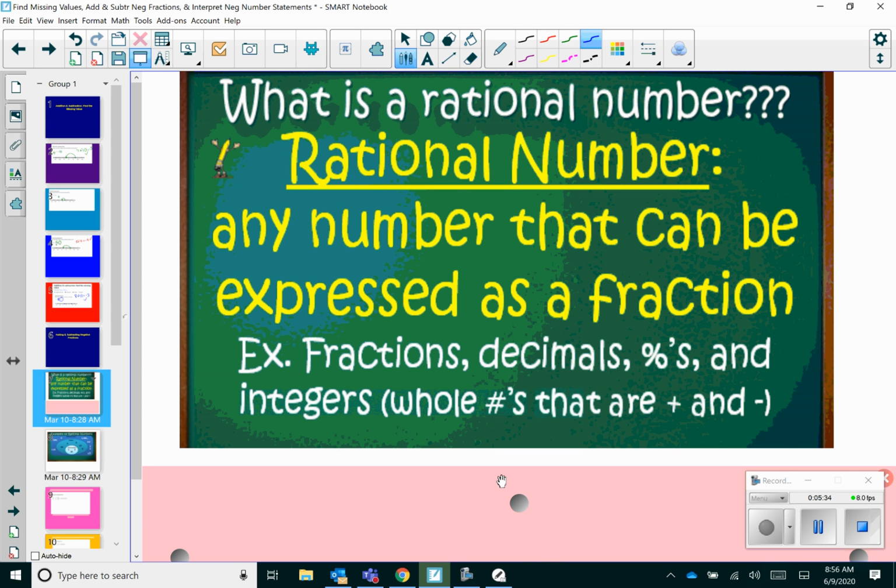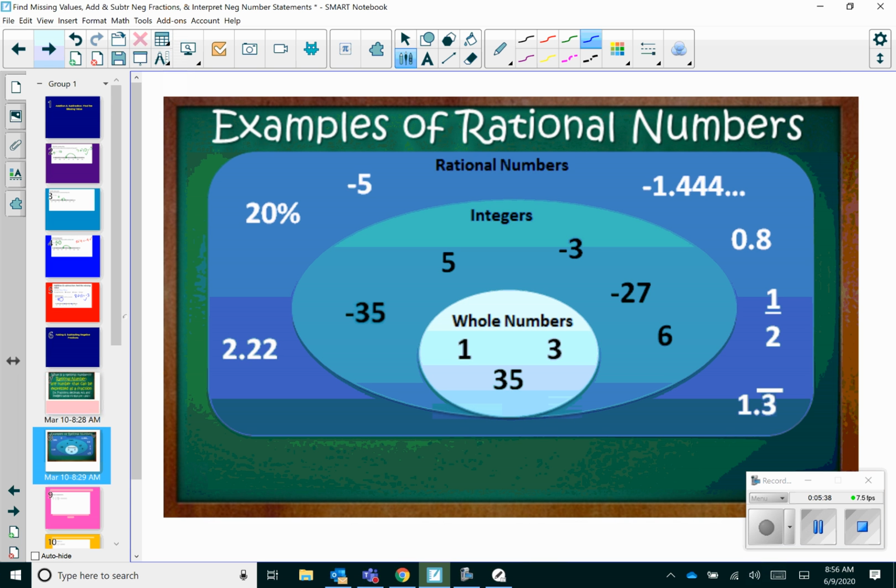Fractions, decimals, percentages. This next slide shows a Venn diagram just to give you a clearer picture of where numbers fall. Right here in the middle, you've got your whole numbers. Those are all going to be positive, and we've got 1, 3, and 35 there as examples. Integers include your whole numbers. That's why this is inside your integer circle as well. So it would be whole numbers and their opposites. For example, you've got 3 and negative 3, 35 and negative 35.